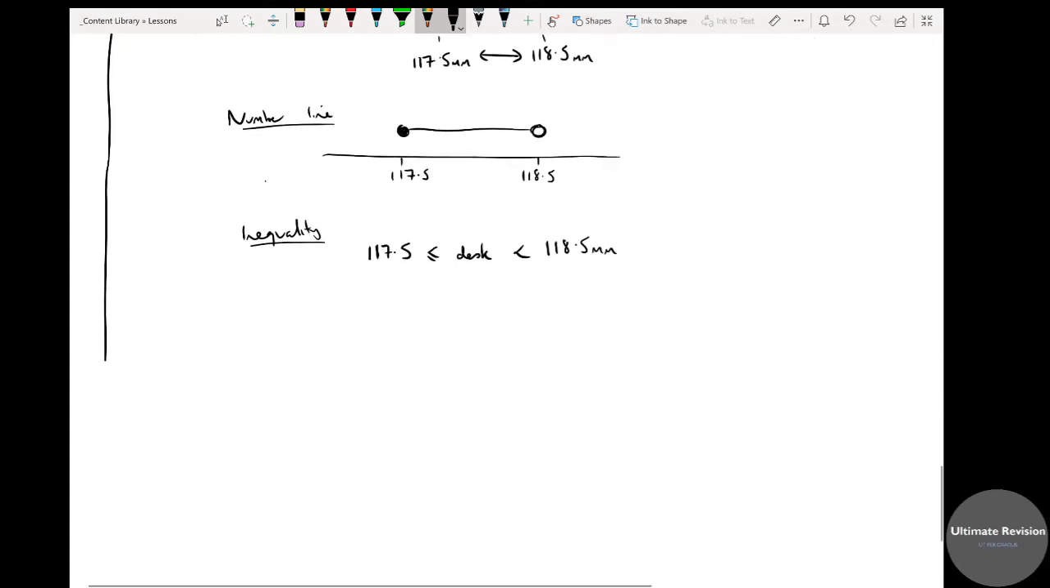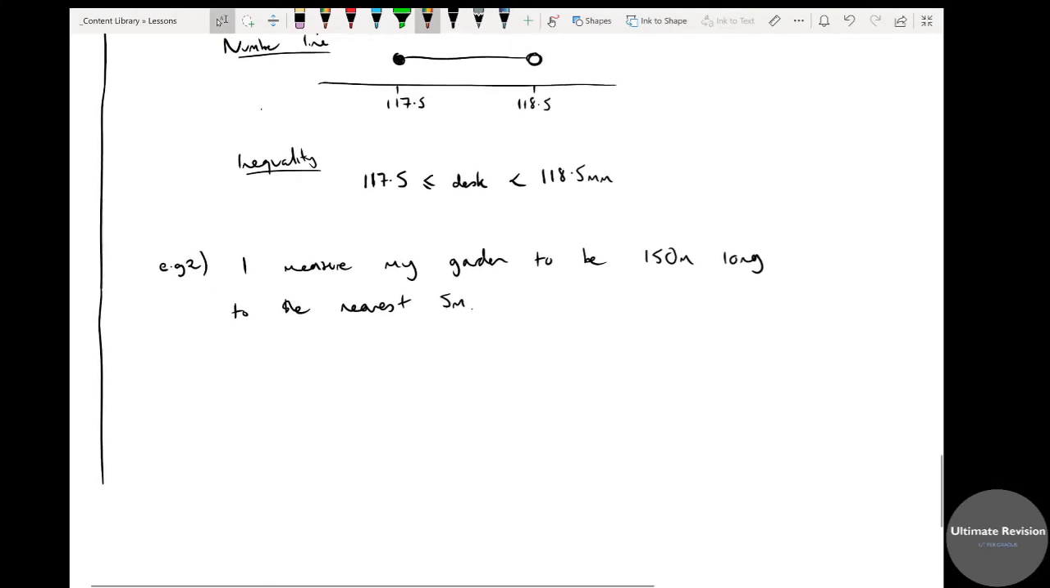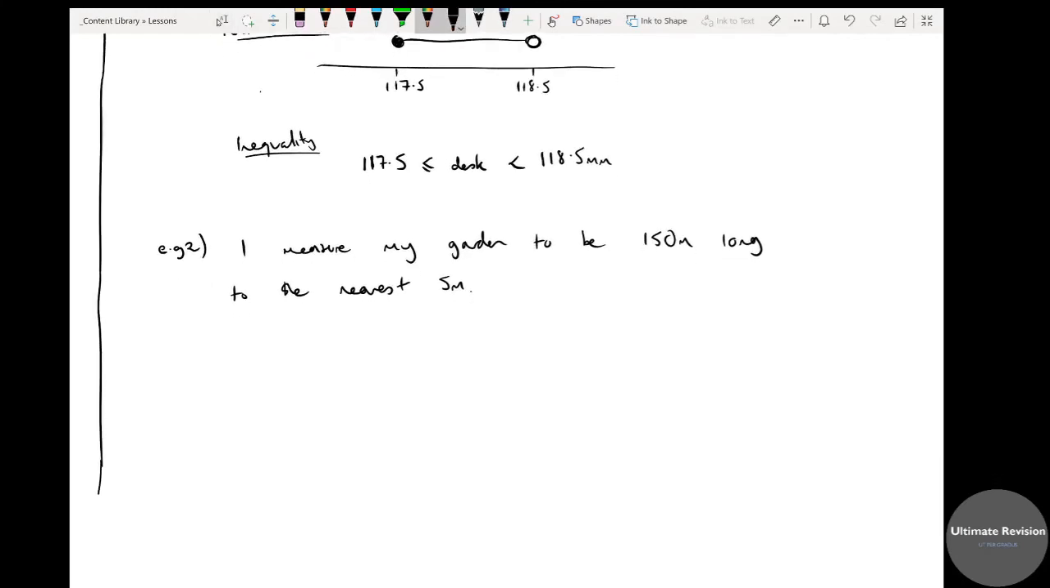Let's look at a different example, example 2. Okay, now I measure my garden, sadly this is not true, I don't have a big garden, to be 150 meters long to the nearest 5 meters. Now I might only have a tape measure, or I might be pacing this out, so I can't be too accurate. So maybe I can only measure it really within the nearest 5 meters.